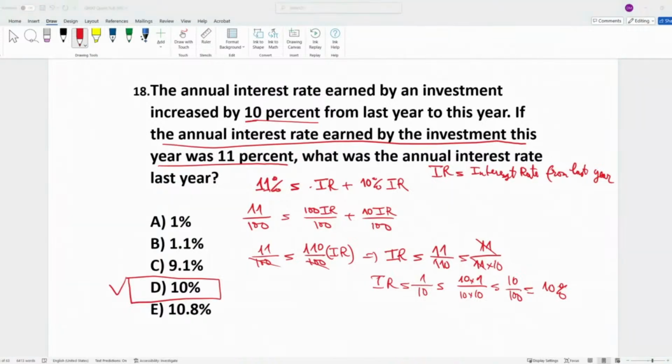So the key was just in reading what was written in the prompt here, in order to put your equation and then find the correct answer.